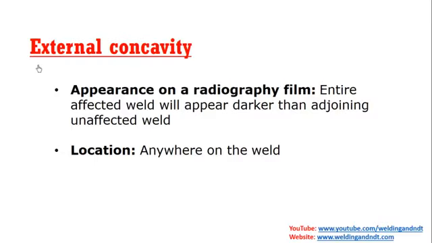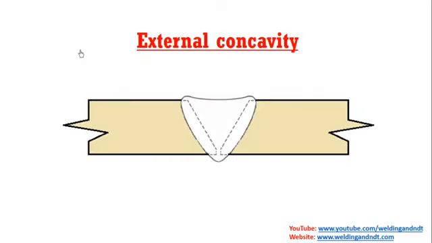Now external concavity. So I'll show you a photograph of external concavity. See, here you can see the concavity in the welding. So this is nothing but the concavity, right? See, how does a normal welding look? A normal welding will look in this shape.